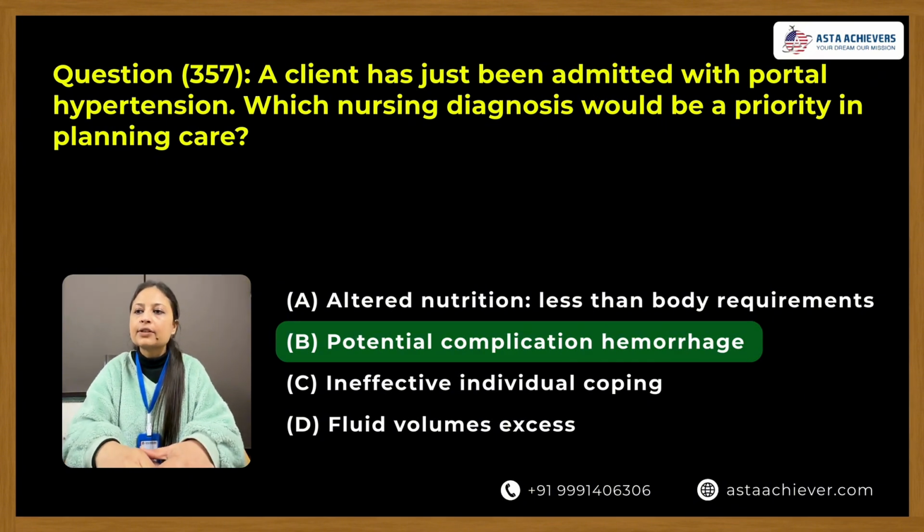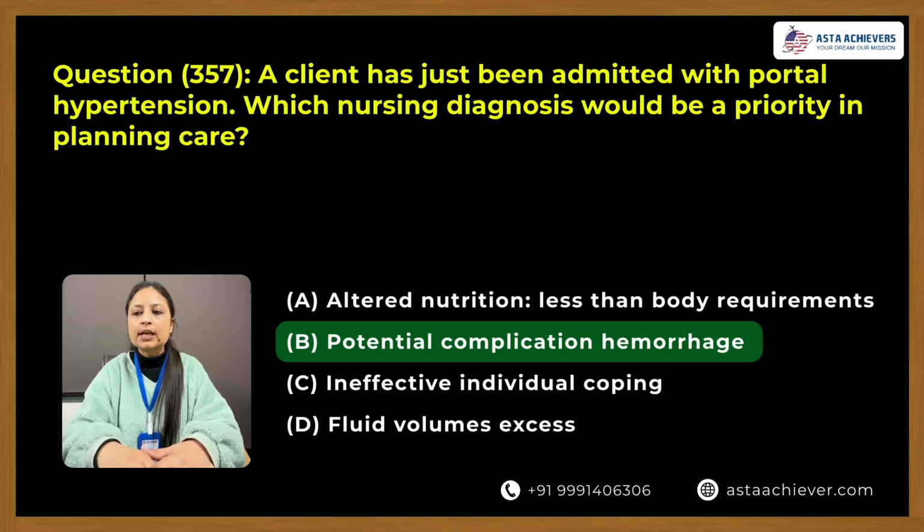A client has just been admitted with portal hypertension. So which nursing diagnosis would be the priority in planning care? So option A, altered nutrition less than body requirement. Option B, potential complication of hemorrhage. Option C, ineffective individual coping. And option D, fluid volume excess.